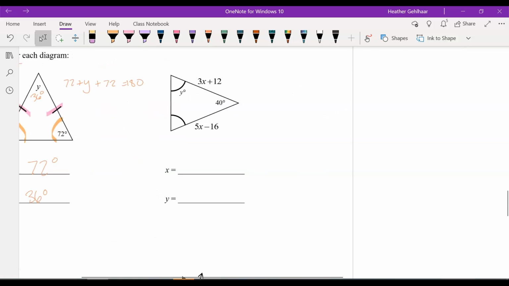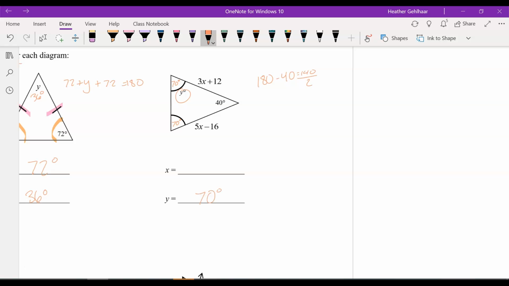Alrighty. The next one here, those bottom angles are congruent. Awesome. So if those are congruent, we can do 180 minus 40, right? That gets 140. And then we divide that by 2, and we'll get both of those angles. So this angle is 70 degrees, and this one is 70 degrees as well. So y is 70 degrees.